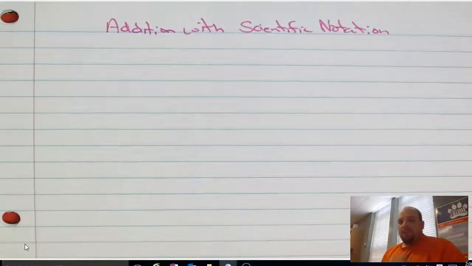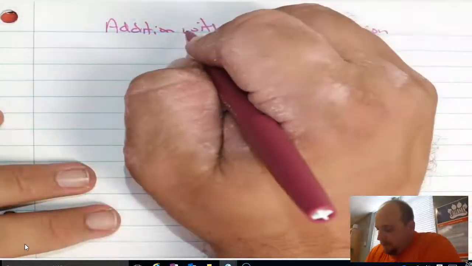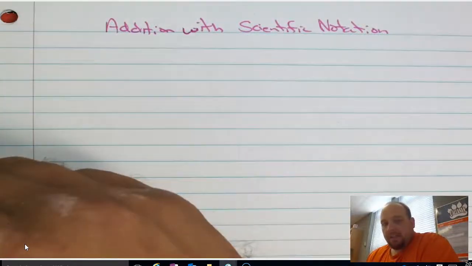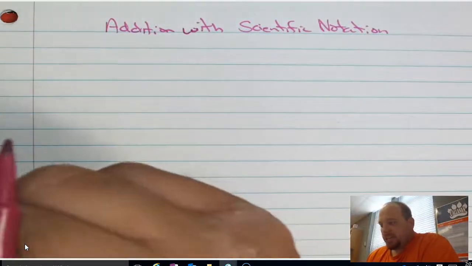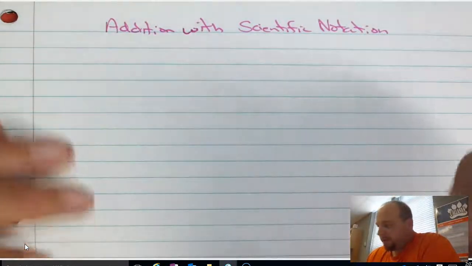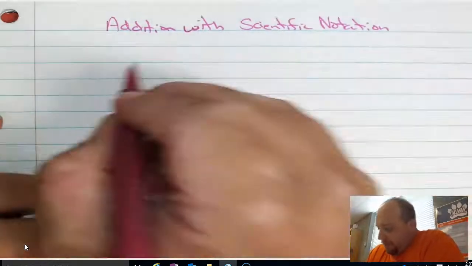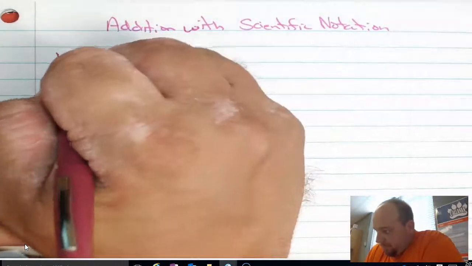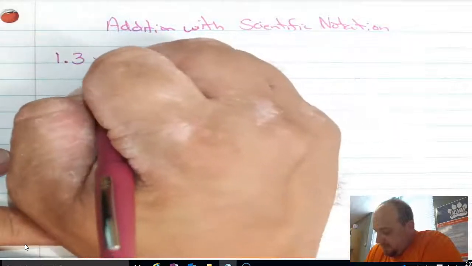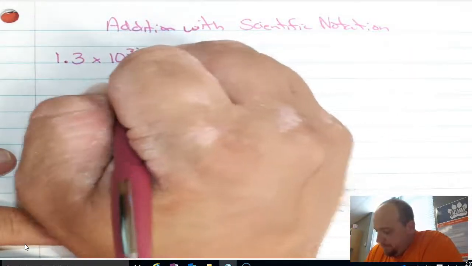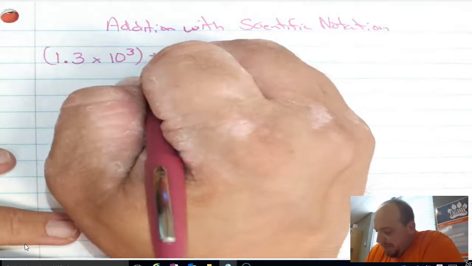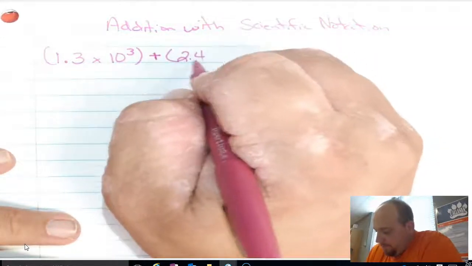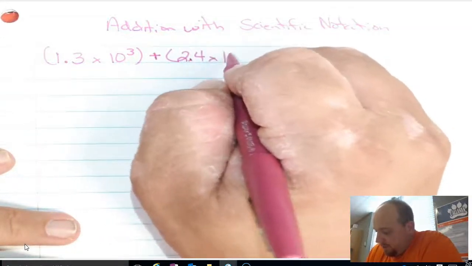Okay, so now that you've learned how to multiply and divide, now we're going to learn how to add with scientific notation. Multiplying and dividing is a little bit easier than addition, because in addition you can't use those commutative properties. So the first example we're going to have here is 1.3 times 10 to the third power. Notice the big difference, plus 2.4 times 10 to the fourth.